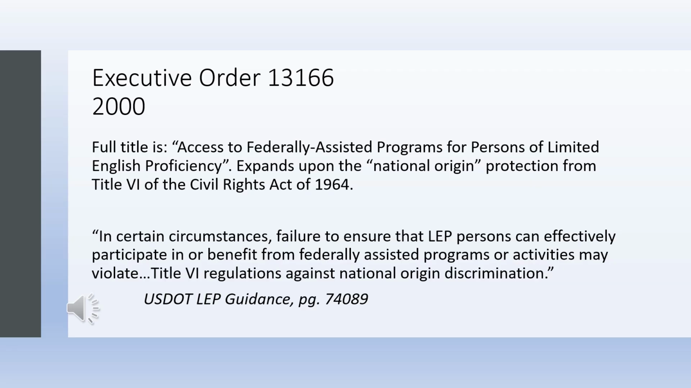In the year 2000, Executive Order 13166 was signed. The full title is Access to Federally Assisted Programs for Persons of Limited English Proficiency. It expands upon the national origin protection from Title VI of the Civil Rights Act of 1964, as we just saw in the prior slide. In certain circumstances, failure to ensure that LEP persons can effectively participate in or benefit from federally assisted programs or activities may violate Title VI regulations against national origin discrimination.